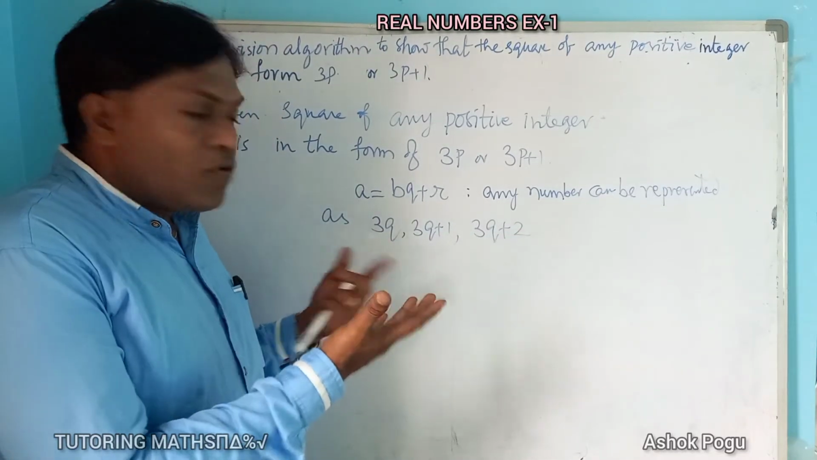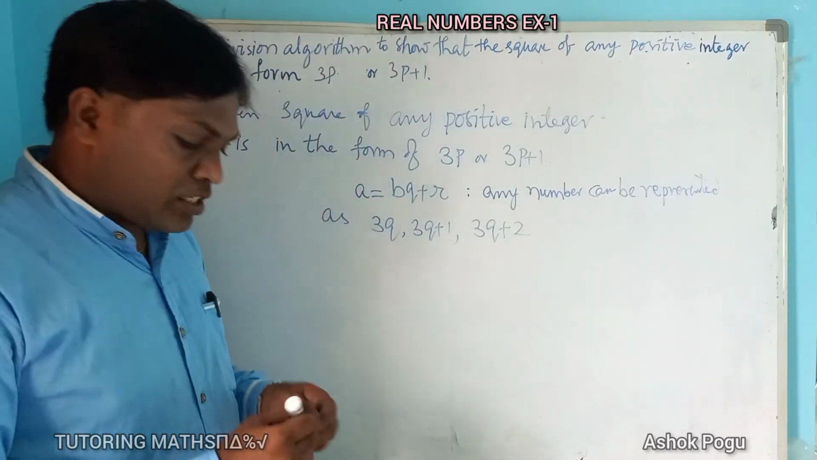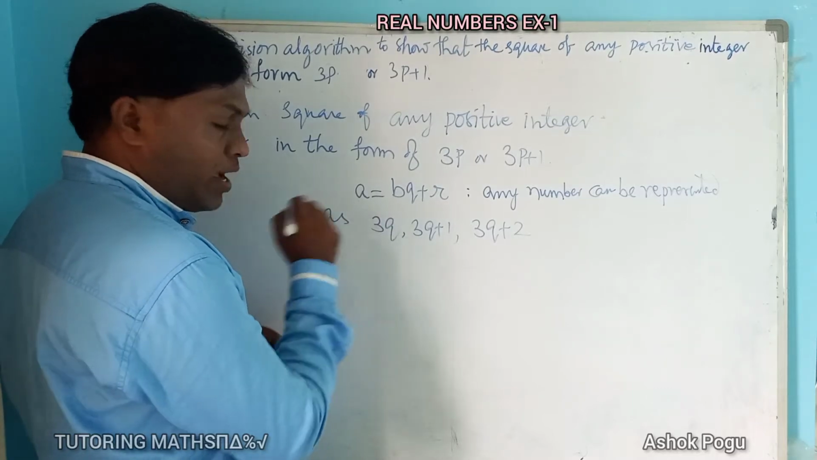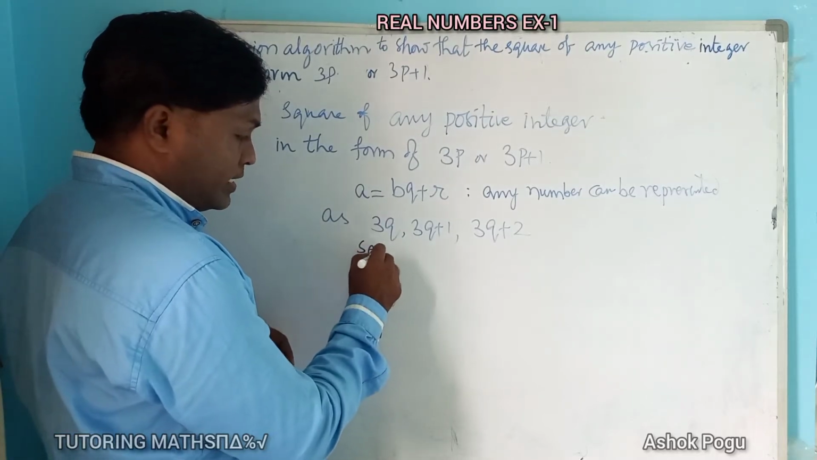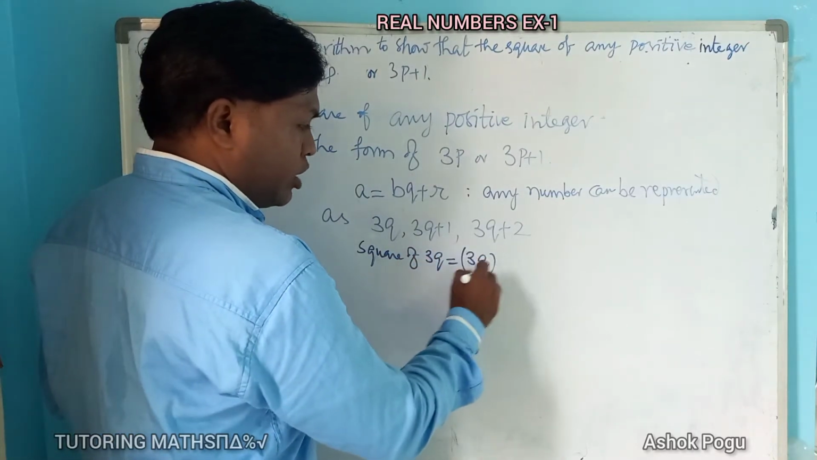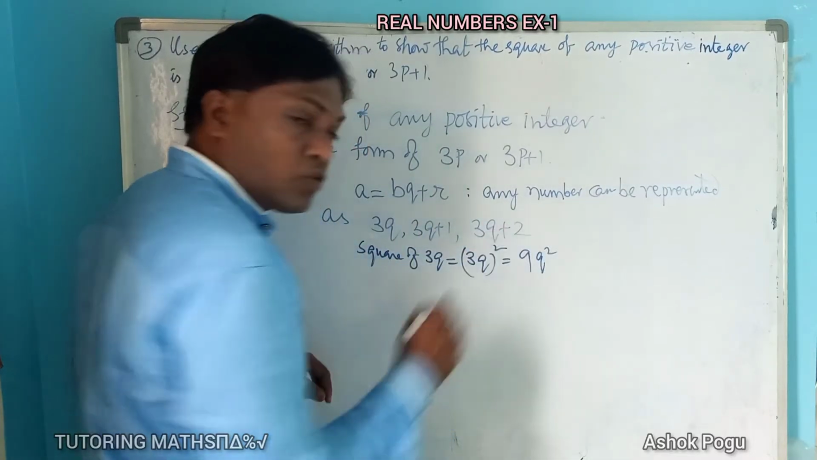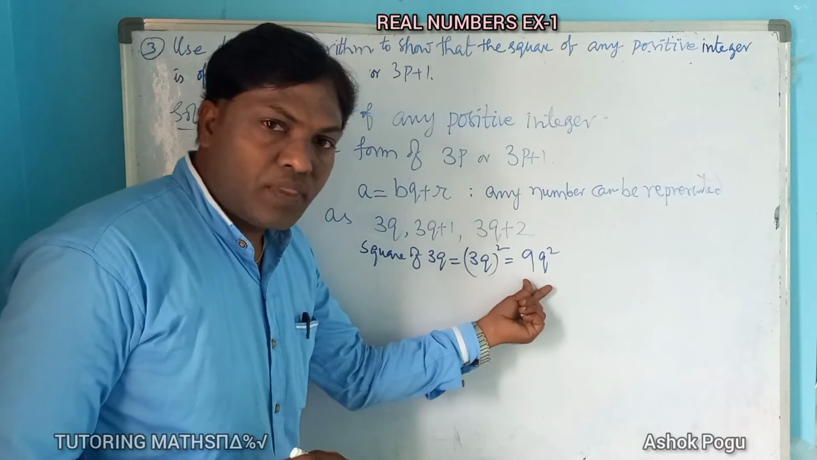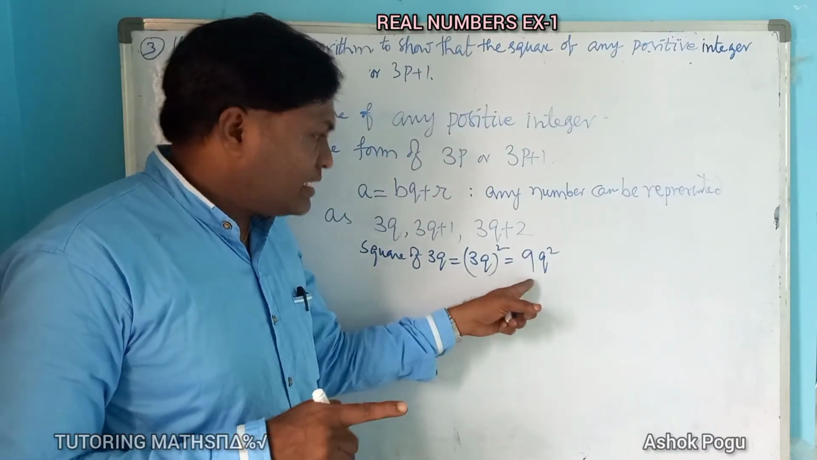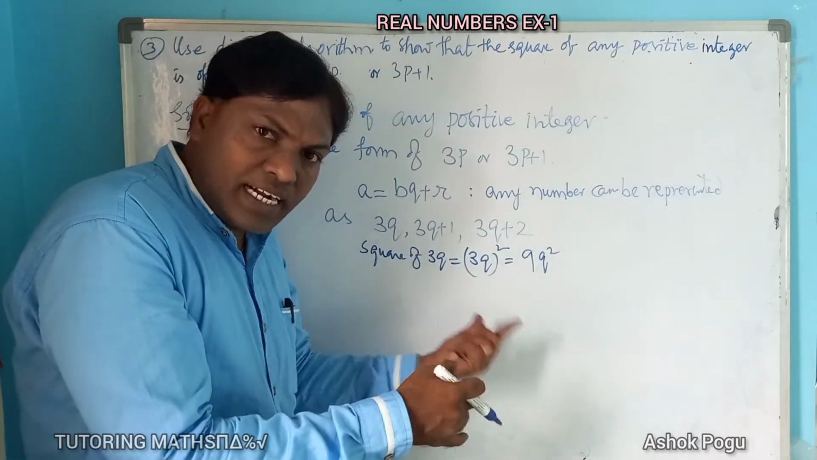Now let us find the squares of these numbers. What would be the squares of these numbers? First of all, 3q. What is the square of 3q? The square of 3q is 3q whole square. What is 3q whole square? That is 9q square. But according to the question, the square of a number is in the form of 3 into p, 3 into something. Do we get that? Let us see.